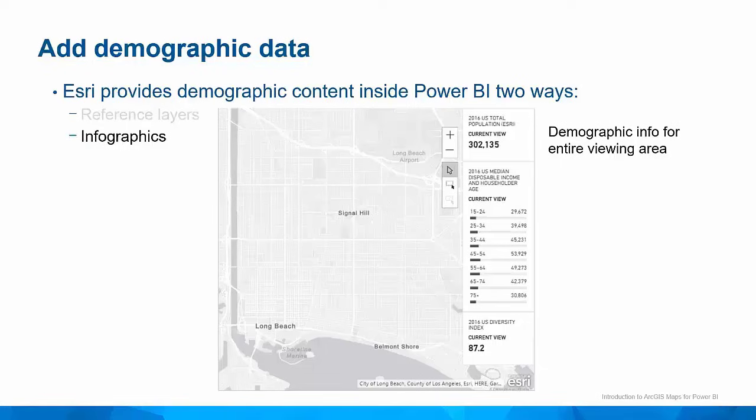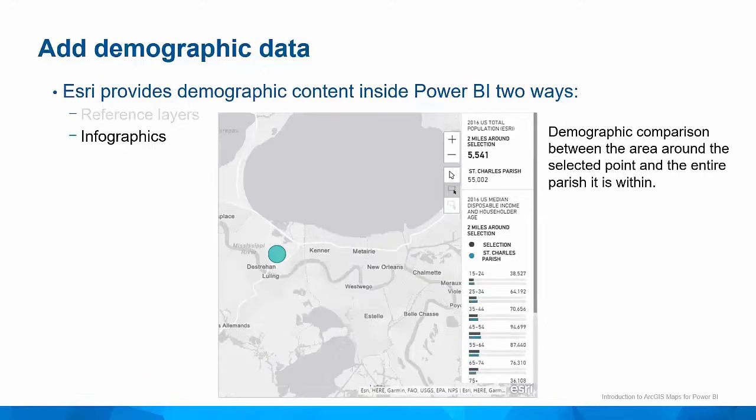By default, the cards will give you information about the entire area you are viewing, updating as you pan and zoom around the map. You can investigate your locations more closely by selecting them, which will change the cards to show information about the area immediately surrounding your selections.